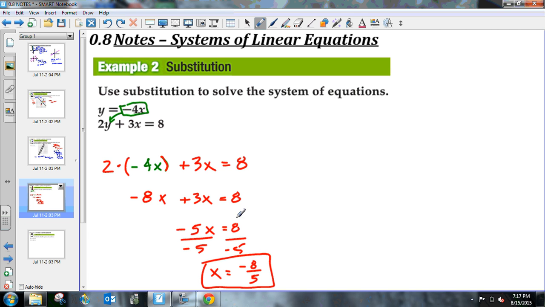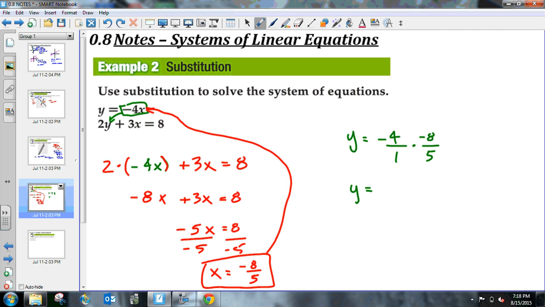Okay, now what I need to do is take this value and substitute it back in for x up here to solve for y. Okay, so I know this. I know that y is equal to negative 4x, but I don't want to write x. I'm going to write what x is equal to. So watch this. I'm going to do negative 4 over 1 times negative 8 over 5. Okay, and so I get this. I get y is equal to negative 4 times negative 8. That's going to give me positive 32 over 5. Okay, and that's my y value.